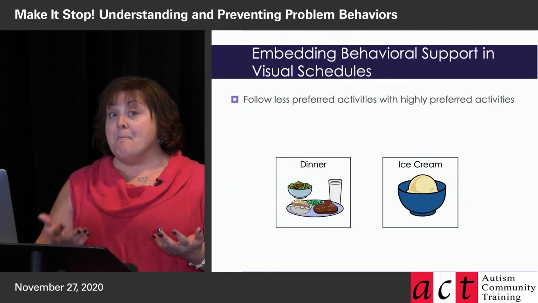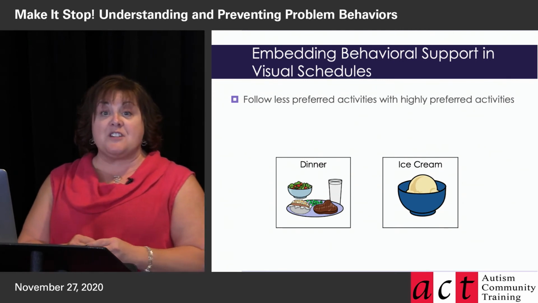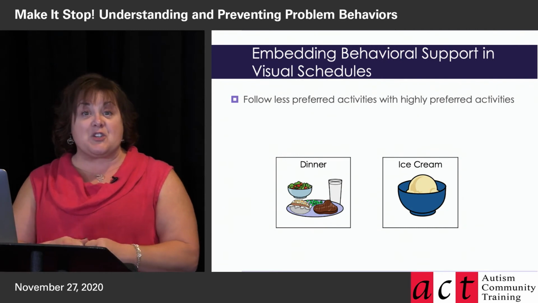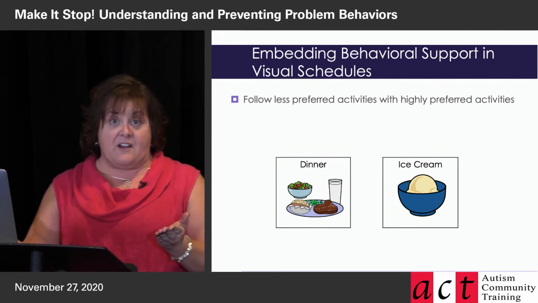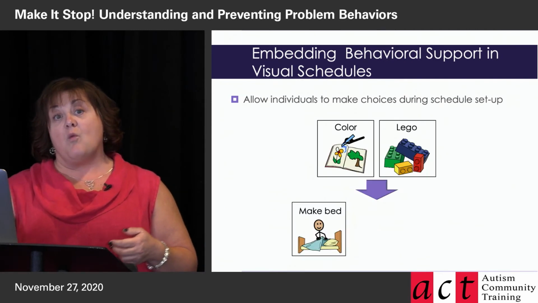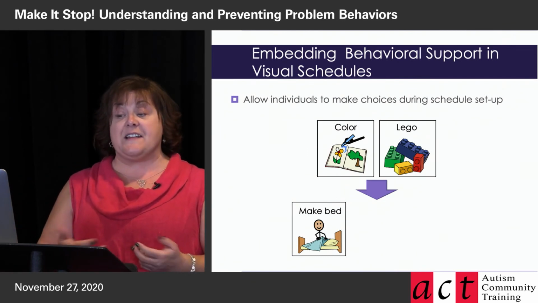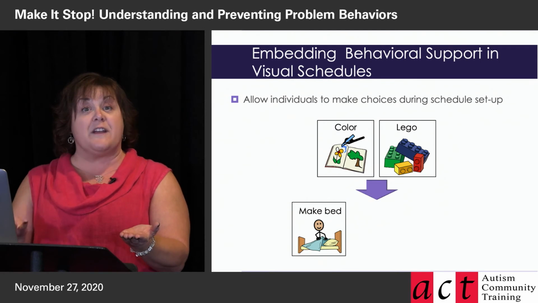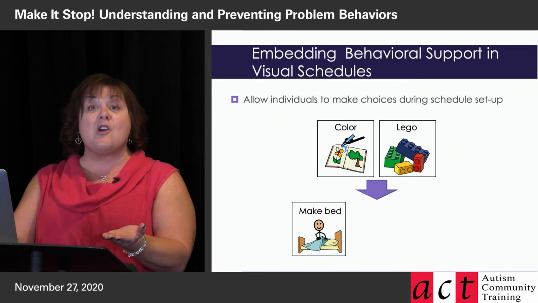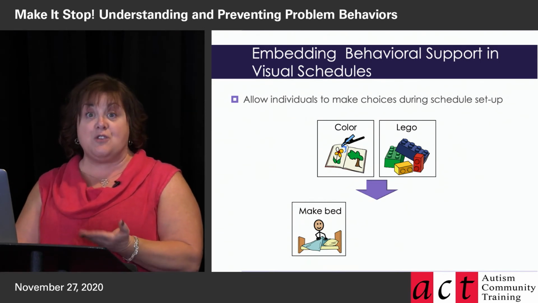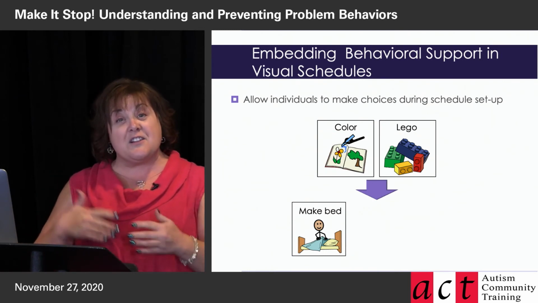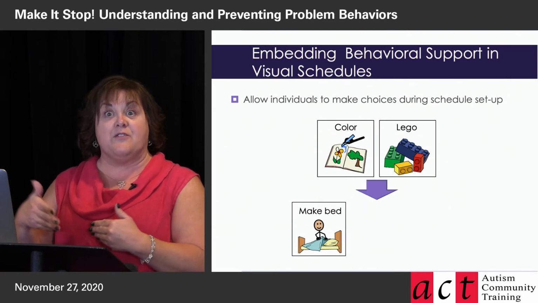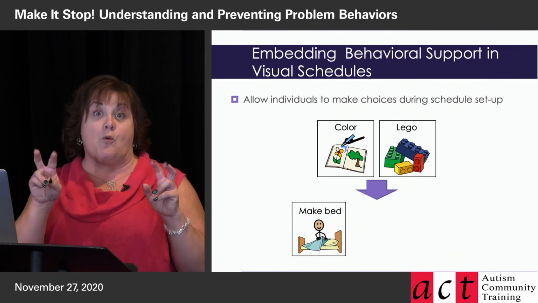We can also embed a bunch of behavior supports within our visual schedules. After dinner, you get ice cream, so we can show that first-then within a schedule. We can provide choices within a schedule. I can say, you need to make your bed, but after you make your bed, which activity do you want? Do you want to color or do you want to do Lego? A child can choose what their next activity is, so that we're giving them the option to choose the motivating activity and the rewarding activity that follows the work.